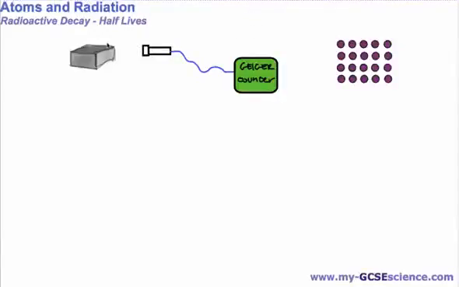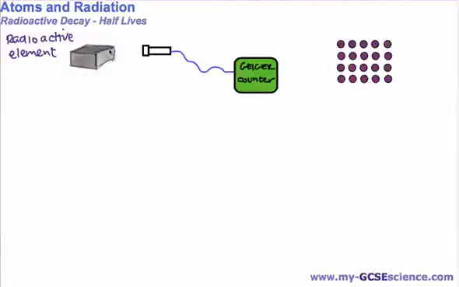Hello and welcome. For today's video we are looking at atoms and radiation, and in particular at half-lives. Now, to understand half-lives we need to look at what the atoms are doing in a particular sample of a radioactive substance. So here I've got a radioactive isotope or a radioactive element, and the way we can measure the radioactivity given off by this is using something called a Geiger counter. A Geiger counter often counts the count rate per minute for a particular radioactive element or radioactive isotope.